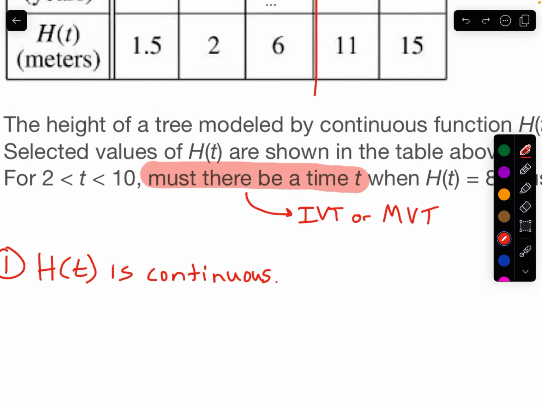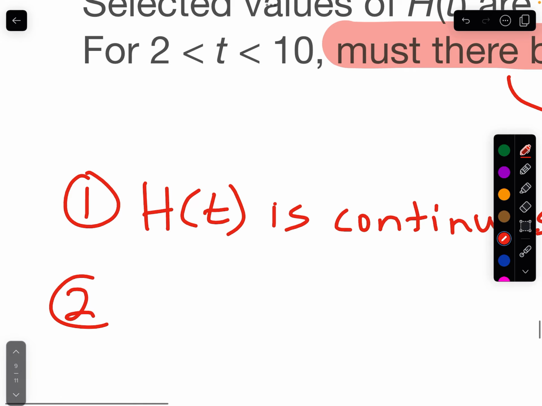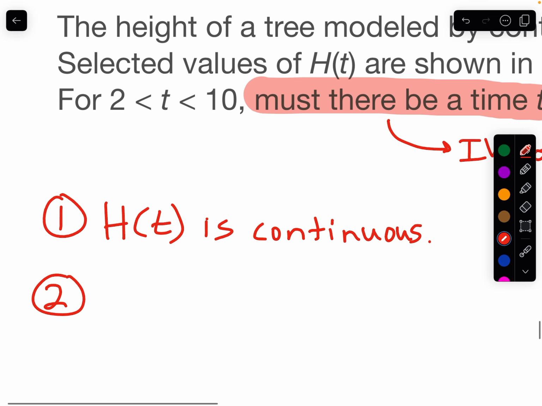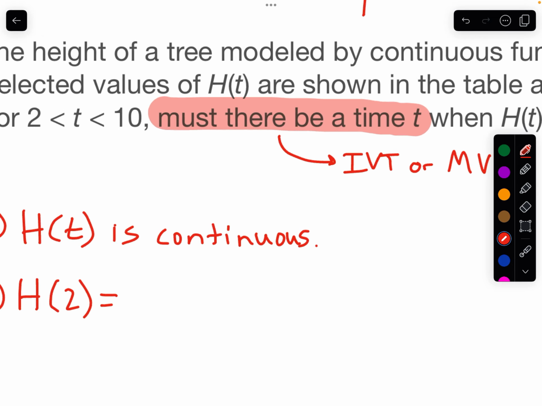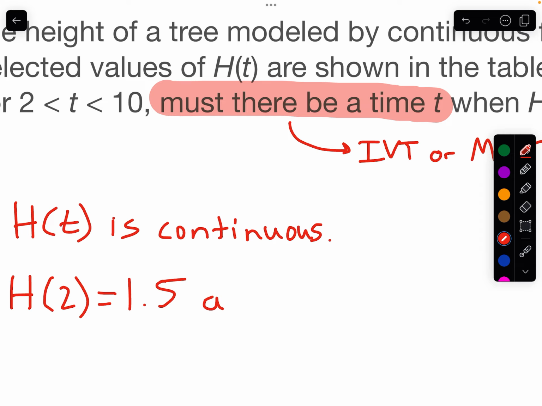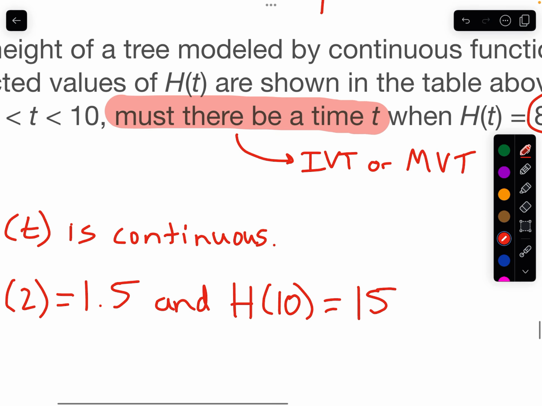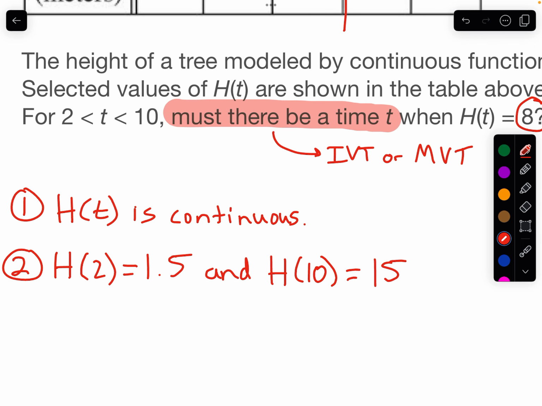The next step we have to take is to show that the endpoints of this interval are on either side of the number in question, showing that 8 is between the starting y value, the starting height, and the ending height. Well, let's start with the first part of our interval at t equals 2. h of 2 from the table is equal to 1.5. At the end of our interval, h of 10, the height of the tree at 10 years, is 15 meters. Well, 8 does fall between 1.5 and 15, so we're looking pretty good here.